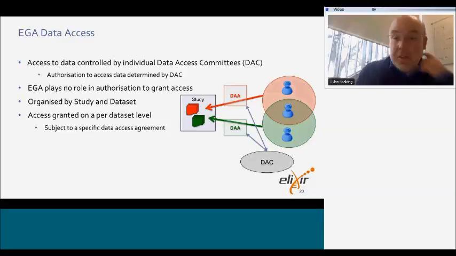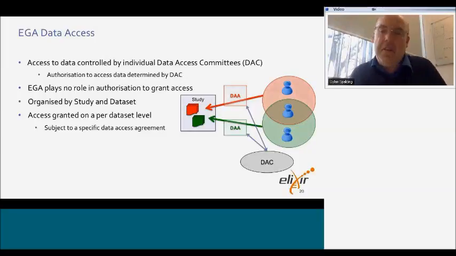You have to apply to a DAC. And so the DAC, if you look at the diagram here, the DAC actually applies data access agreements for data sets. So here in the diagram, there are two data sets, the red and the green, which have different data access agreements or data use conditions applied to them. And we have three researchers on the other side, and you can see one researcher has got only access to red, one researcher's only got access to green, or one researcher's got access to both.